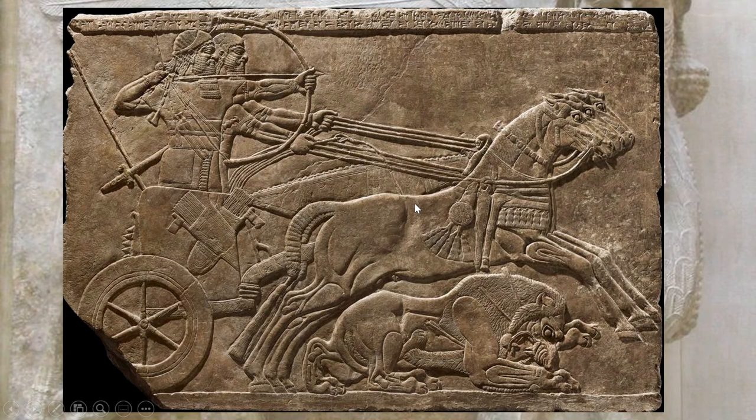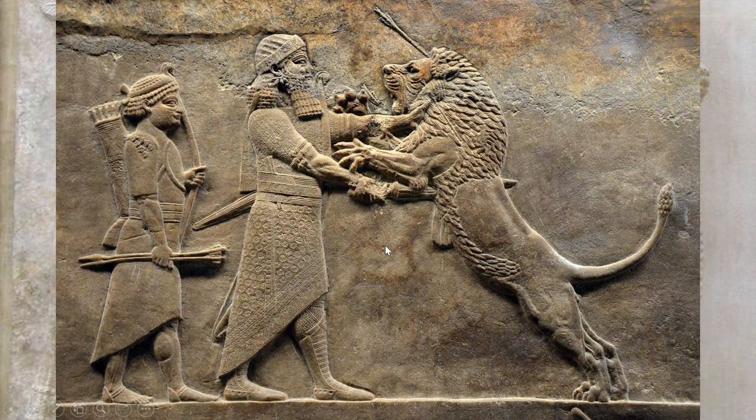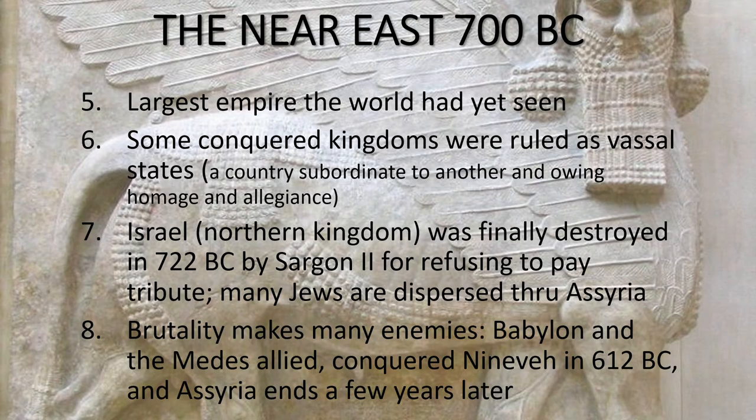Okay. There's a lion hunt, and there's a lion with somebody in its jaws. Here is King Ashurbanipal. I can't remember his name, but anyway, there he is. He doesn't use a chariot. He's too manly for that. He just uses his sword on the lions. Okay, so 700 BC, largest empire the world has yet seen.